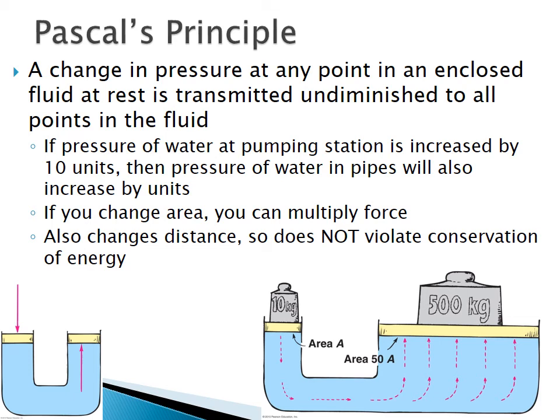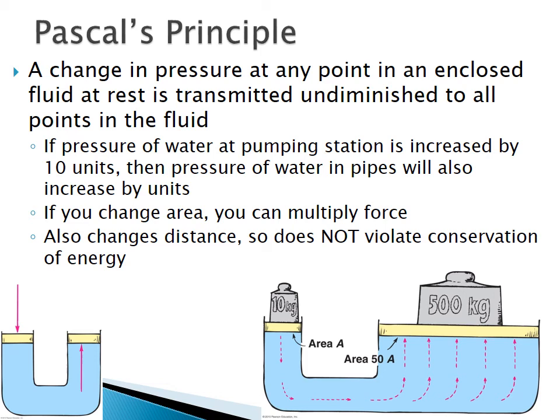So here we have an example. If you are pumping water from a pumping station, and you increase the pressure of that water by 10 units, then the pressure of the water in all the pipes connected to the pumping station will also increase by 10 units. If you change the area, this is when it gets really important, you can actually multiply the force. But this changes the distances that are covered, so it does not violate the conservation of energy.